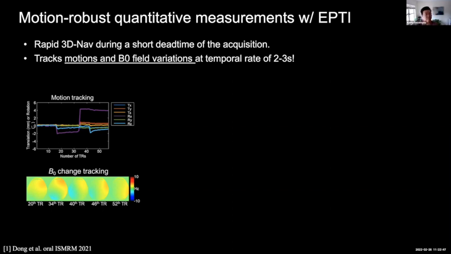This 3D navigator not only tracks motion in 3D, but also tracks B0 field variation that can be created due to some of these motions. And it can track it at a fast temporal rate of around 2 to 3 seconds. Here's some of the motion tracking, as well as tracking of B0 changes.